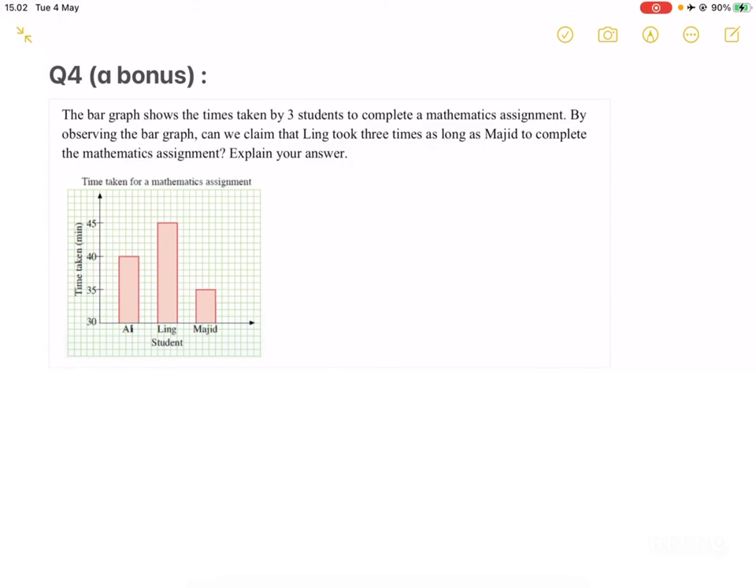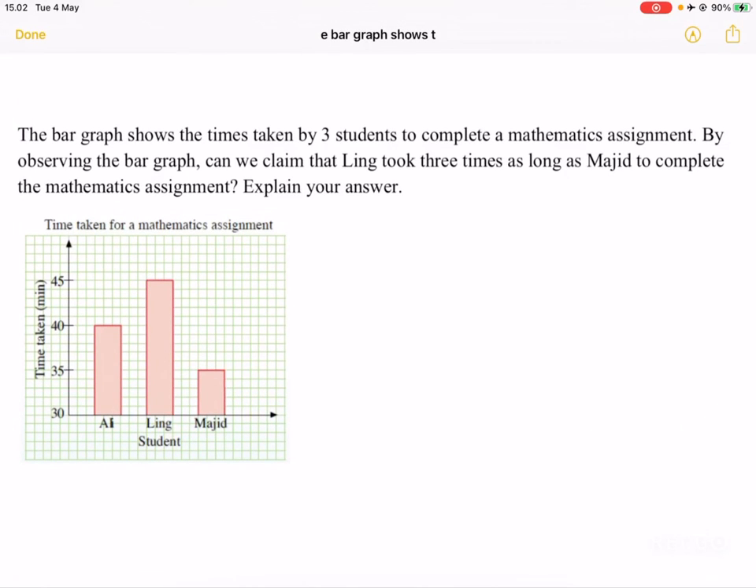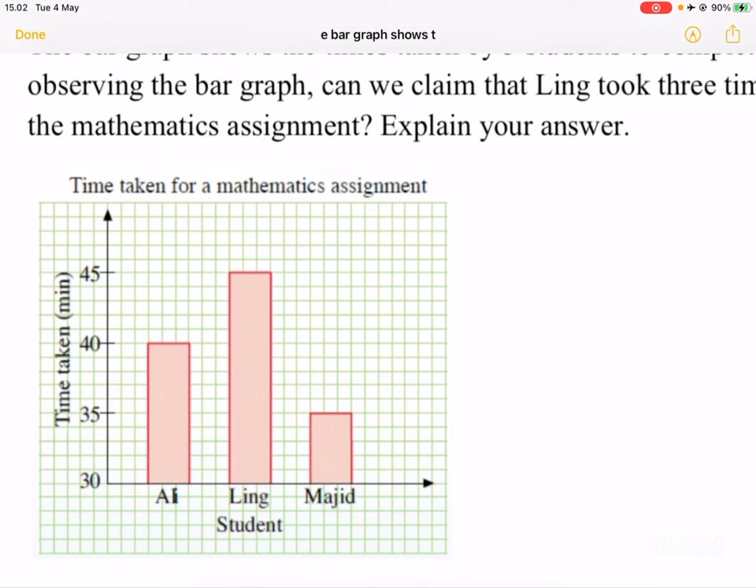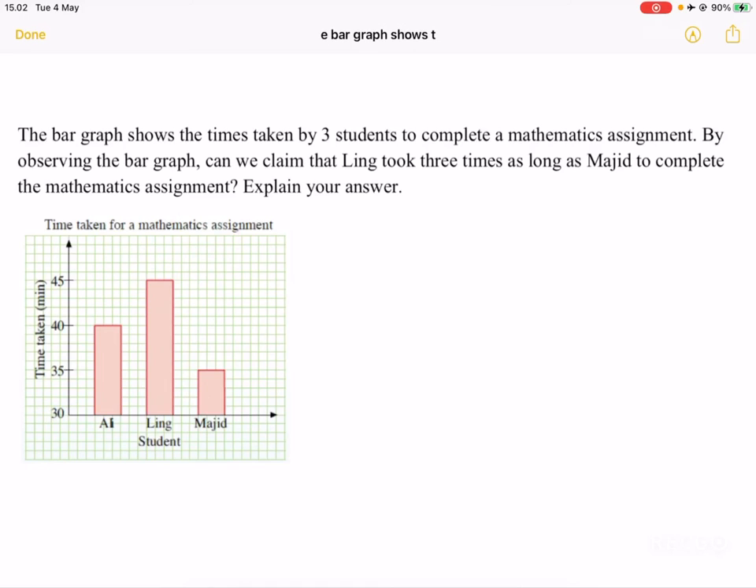Finally, for question 4, this is actually a bonus question that I just decided to add. The bar graph shows the times taken by 3 students to complete a mathematics assignment. By observing the bar graph, can we claim that Ling took 3 times as long as Majid to complete the mathematics assignment? And we also need to explain your answers. And just like on the last question, even though theoretically the bar for Ling is 3 times taller than for Majid's bar, it doesn't mean that Ling took 3 times as long as Majid.